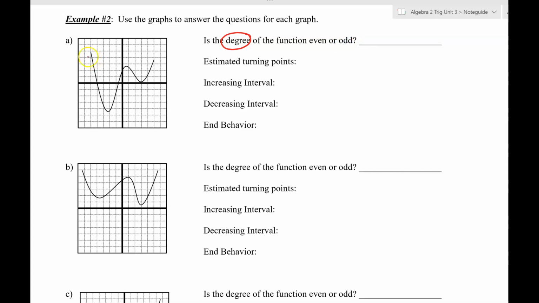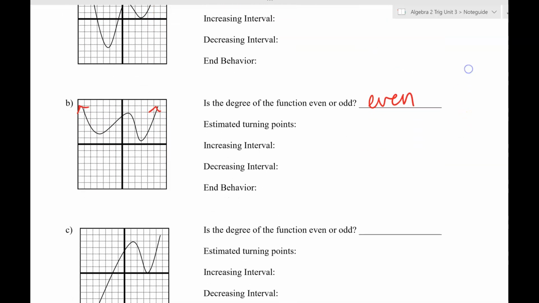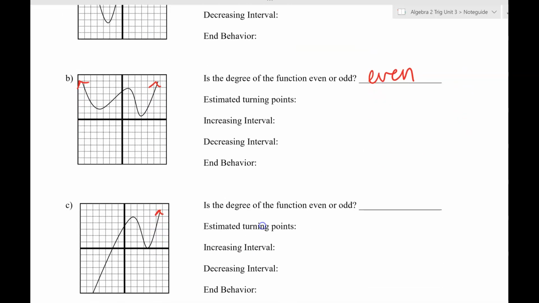So how can we tell? Notice that the ends for this first function go both up. Same for the second one. I would know that both of these have even degree. Whereas the third one, the ends go in different directions, I would expect this to have an odd degree.